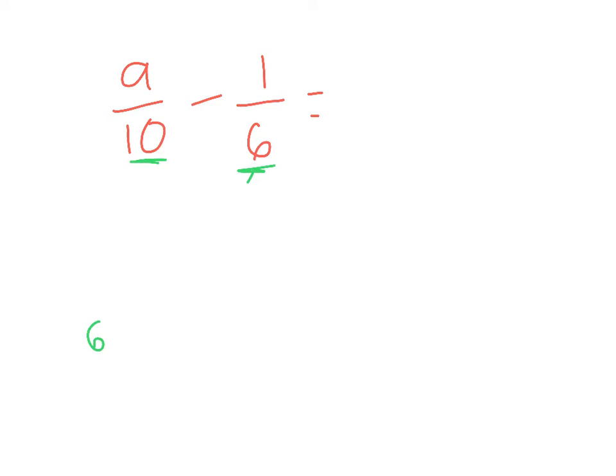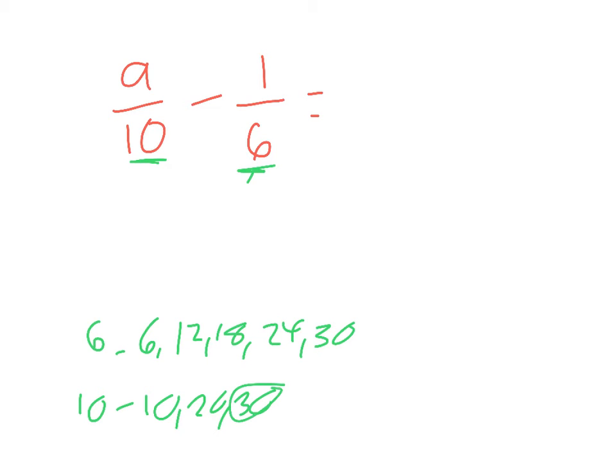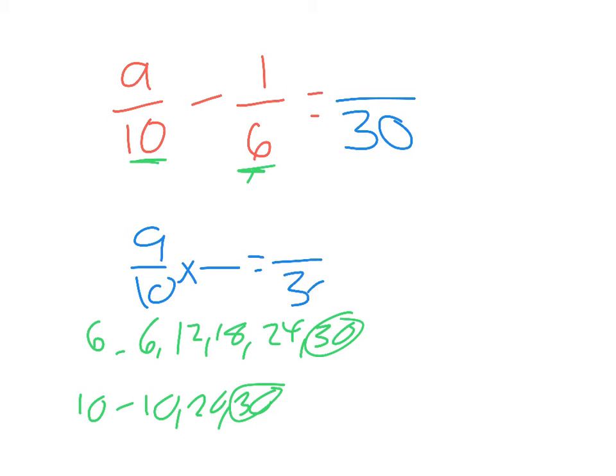So I've got 6 and I've got 10. So 6, 12, 18, 24, 30, and 10, 20, 30. 30 is my LCM, so that's going to be my common denominator. Now the next step, which you know how to do, is 9/10 times something equals something over 30. 10 times 3 will give me 30. 3 over 3, so I have one whole, so I don't change the value. 9 times 3 is 27.